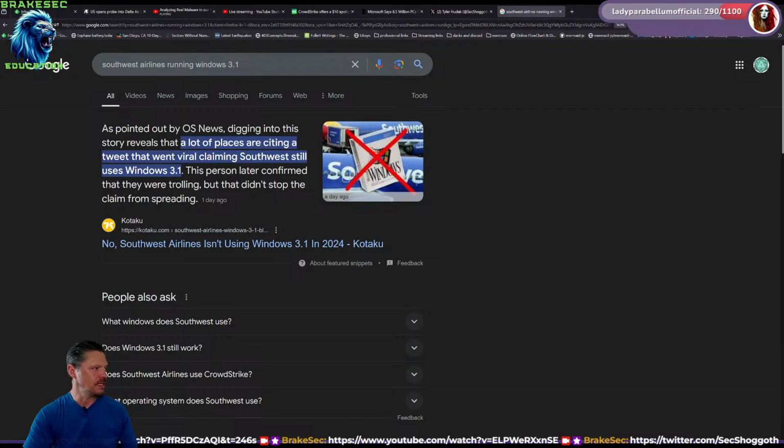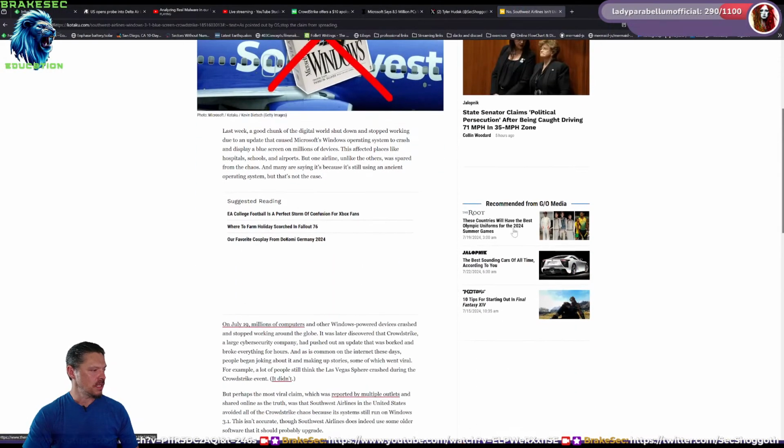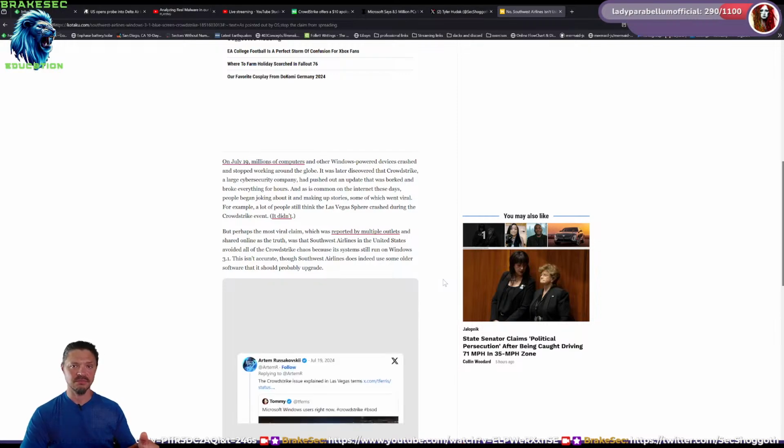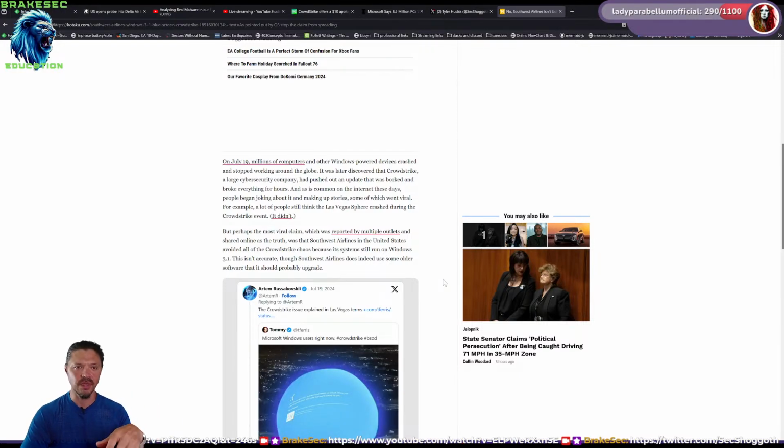Right, digging into the story reveals lots of places citing a tweet that went viral, which claims Southwest still uses Windows 3.1. The malware monitors a directory, and if anything is written there, it will capture that, so that if somebody on Reddit gets it erased for some reason, we will have our own mini copy.